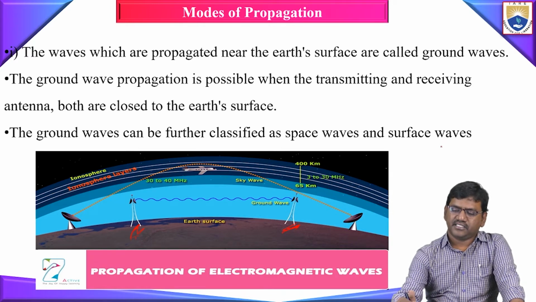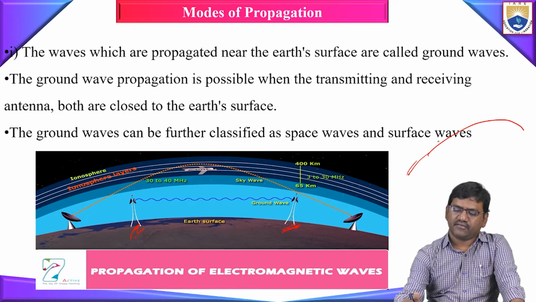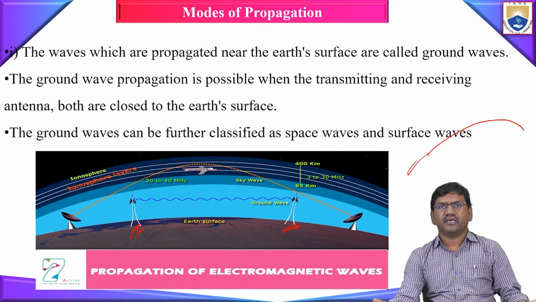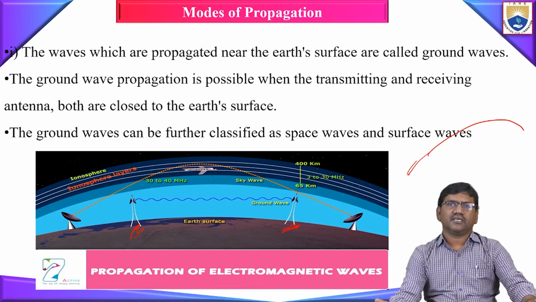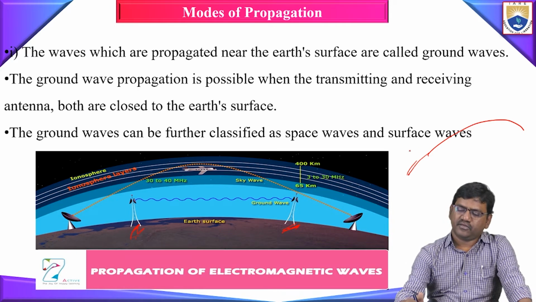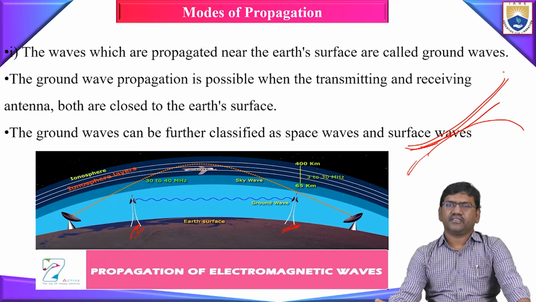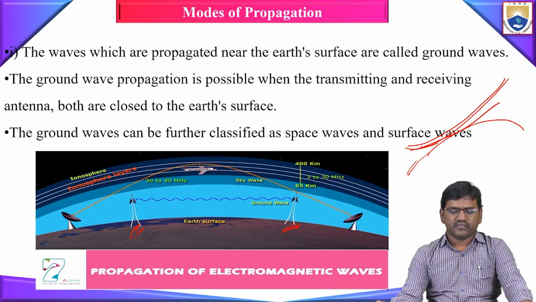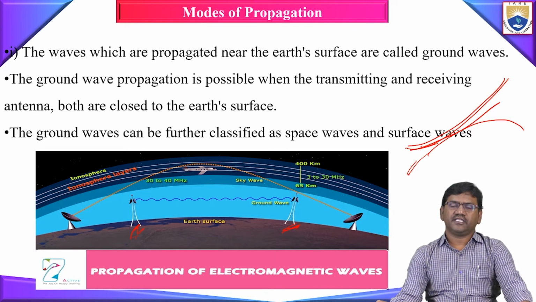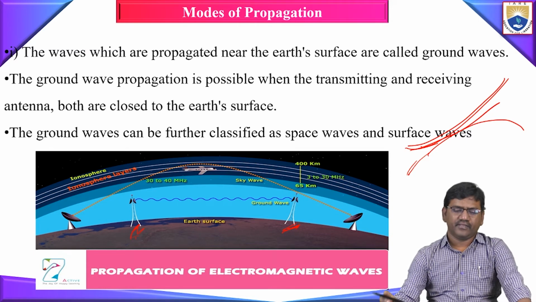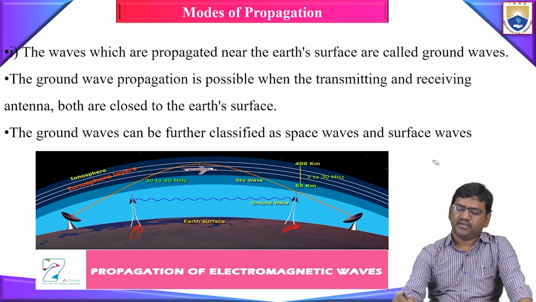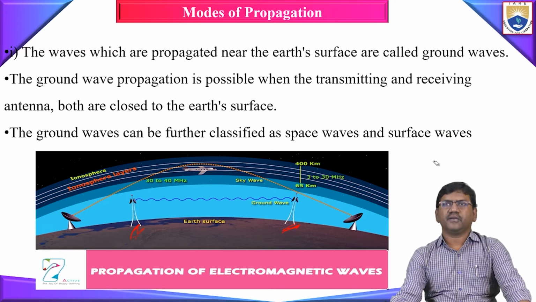But as the distance increases, these waves cannot travel over the surface of the earth. Why? Because the surface is curved, and a greater amount of reflection takes place when the waves touch the ground. So when the distance between the transmitting and the receiving end is very small, only then is ground wave propagation possible. Here, these ground waves can be classified into different types of waves.